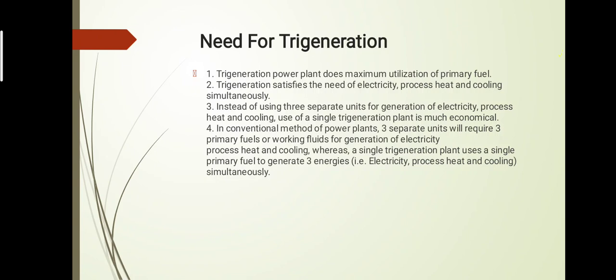Instead of using three separate units for generation of electricity, process heat and cooling, use of a single trigeneration plant is much more economical. In conventional methods, three separate units will require three primary fuels or working fluids for generation of electricity, process heating and cooling, whereas a single trigeneration plant uses a primary fuel to generate three energies, that is electricity, process heat and cooling simultaneously.